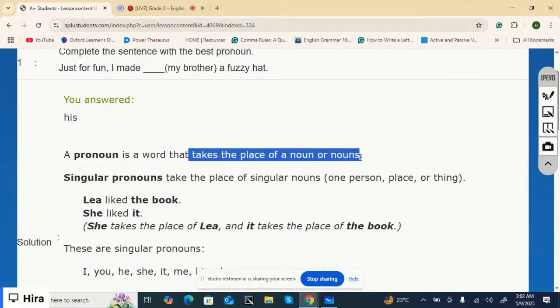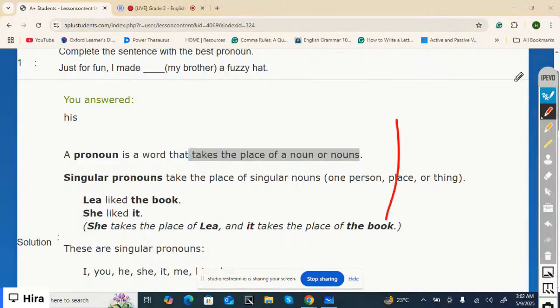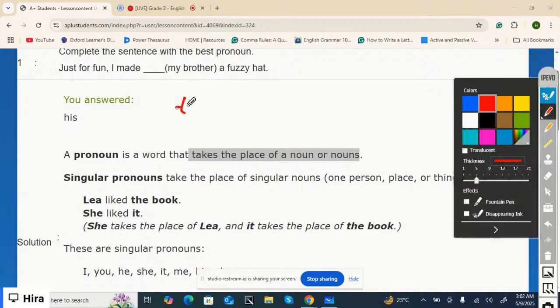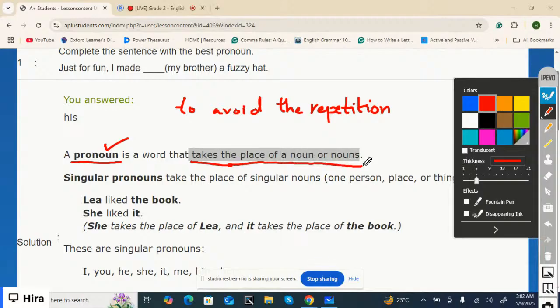When you don't want to repeat nouns, we use pronouns. So to avoid the repetition of nouns, or to give some other word the place of a noun, we use a pronoun. A pronoun takes the place of a noun or nouns, meaning singular or plural. They can take the place of both.